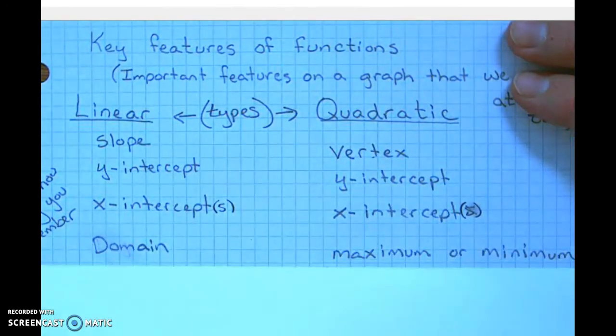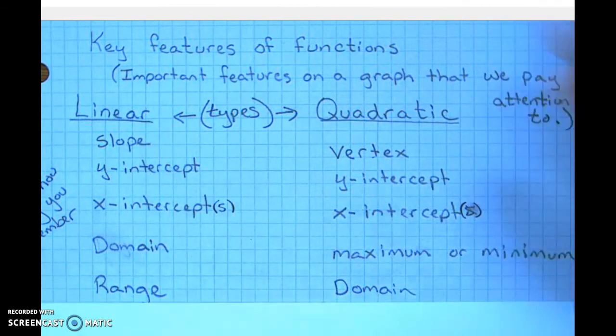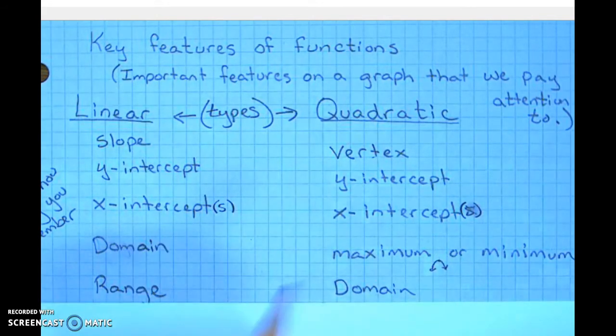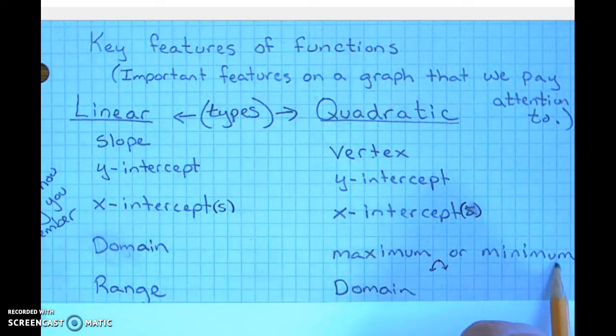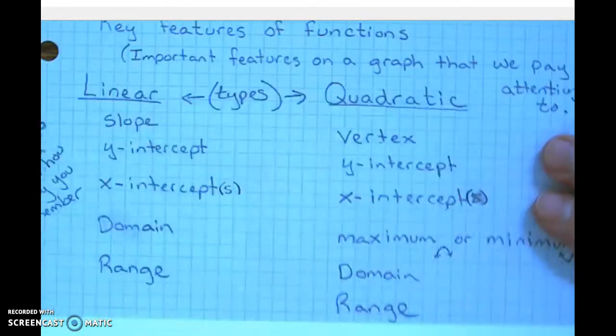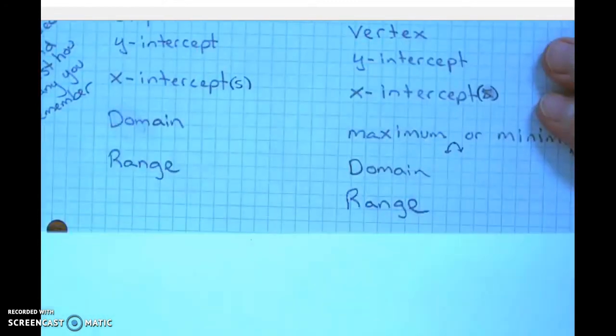Domain and range. With quadratic, you can either have a maximum, which means the vertex is the highest point, or a minimum, which means that the vertex is a minimum point. And of course, we can have a domain and range for quadratic. How did you do? I'm sure you did just fine. Okay, let's go ahead and move on.